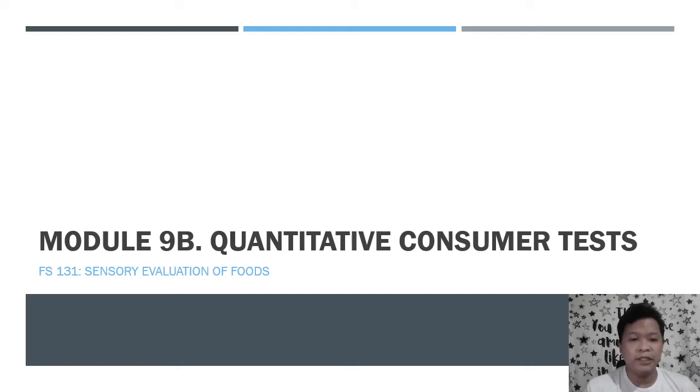So as mentioned earlier, quantitative consumer tests are usually either acceptance or preference tests. Each of these two major types of tests has different uses. And let's look at acceptance tests first.